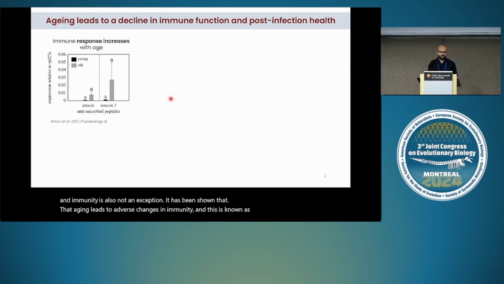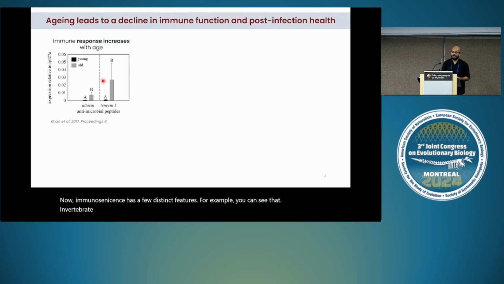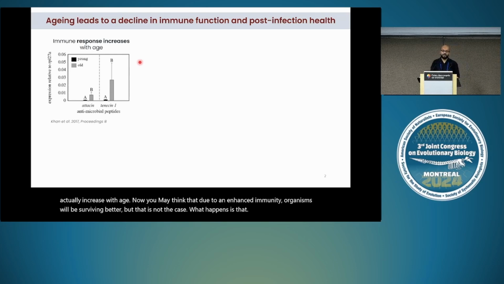Now, immunosenescence has a few distinct features. For example, you can see that invertebrate immune responses like the antimicrobial peptide response or PO response actually increase with age. Now, you may think that due to enhanced immunity, organisms will survive better, but that is not the case. What happens is that infection leads to inflammation, and if inflammation persists for a long time, it can become chronic and can lead to death of the organism. This is known as immunopathology.